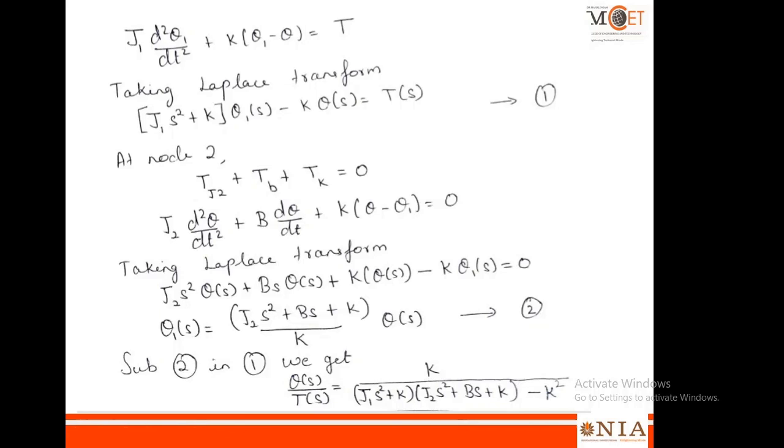Students have to take some time and derive this, or take some time to reduce it to get the transfer function here.